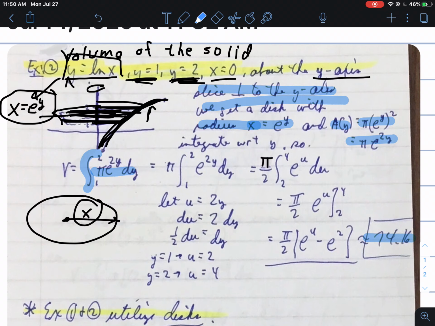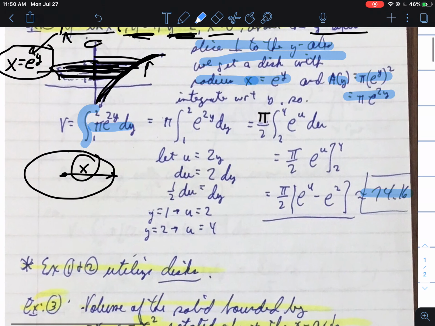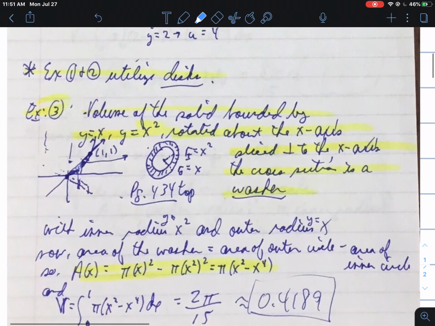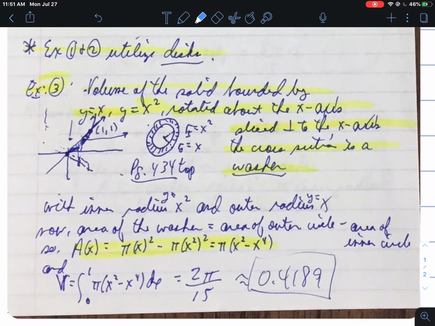Now, in each of these first two examples, we formed our solid by taking a single function and rotating it about an axis, the x-axis or the y-axis as we did in this case. And when we took the cross-section, we called it a disk, because it was a solid circle. The next couple of examples are going to bring into play the washer method. The difference between disks and washers.